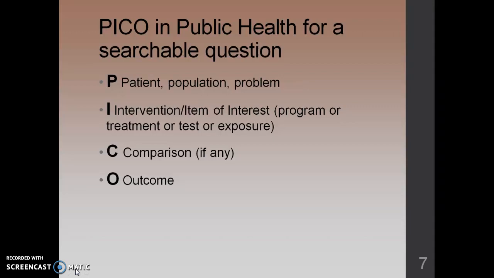So remember the PICO question, and the P stands for the patient, the population, or the problem in public health. I know it was more limited for you in your research for your clinical class. The I stands for intervention or item of interest, which could be an exposure, a treatment, a test, or a program. And then the C is the comparison. If there is a comparison, a lot of times it's to do something or not to do anything, and that would be not having something to compare it to. And then outcome. What is the outcome that you're looking for, that you're studying for?